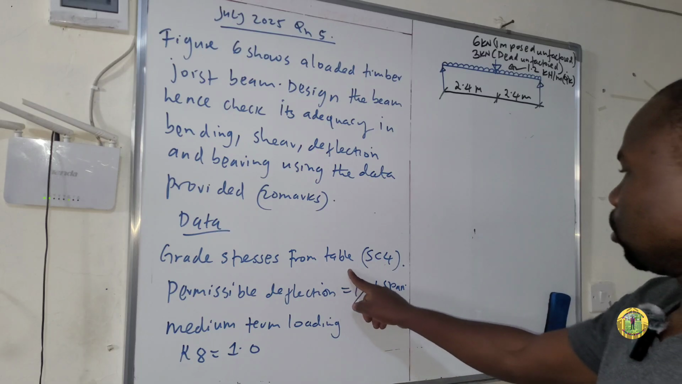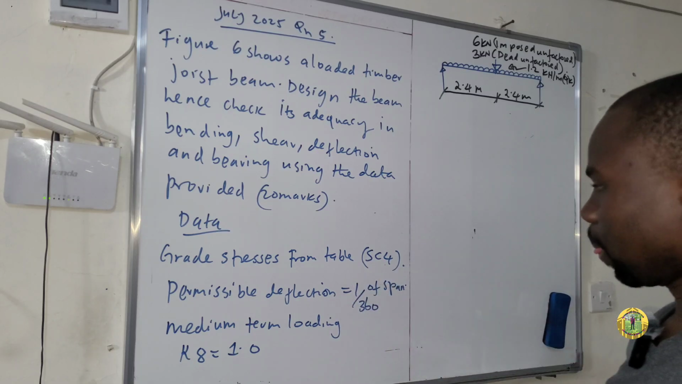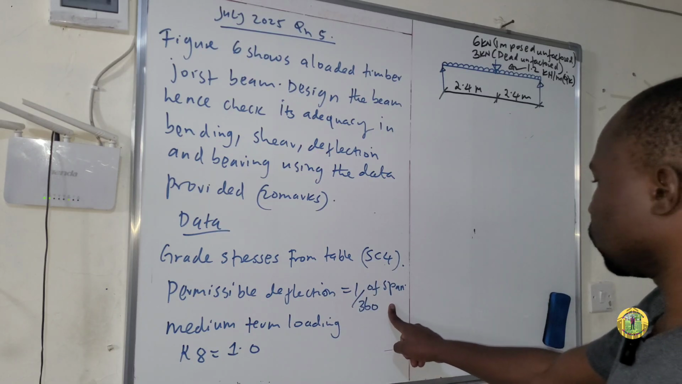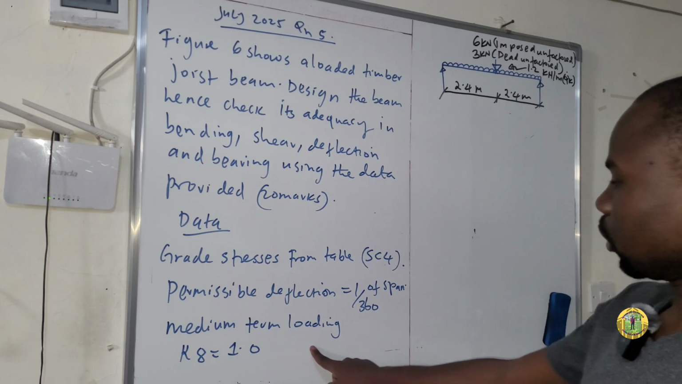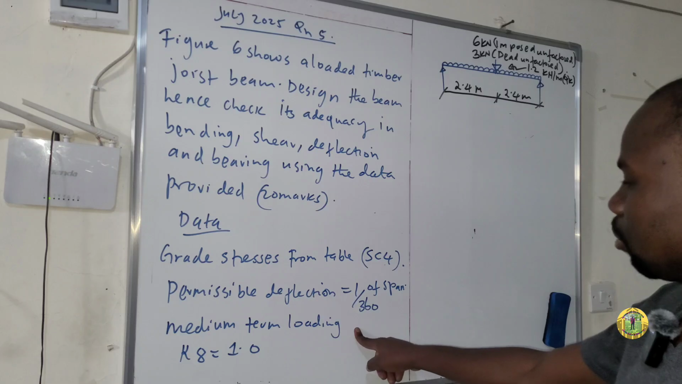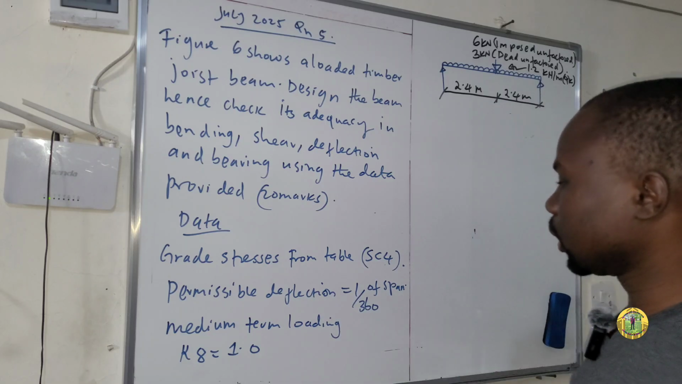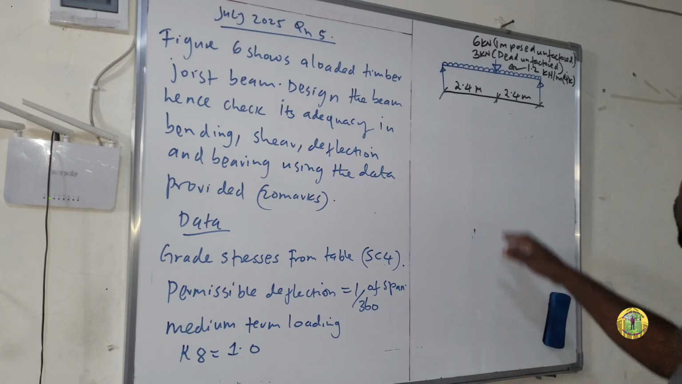Grade stresses from table, we'll use strength class 4. And then the permissible deflection is equal to 1 over 360 of span. And then for the K3, we'll use medium term loading. And then K8 is 1.0. So this is the beam.